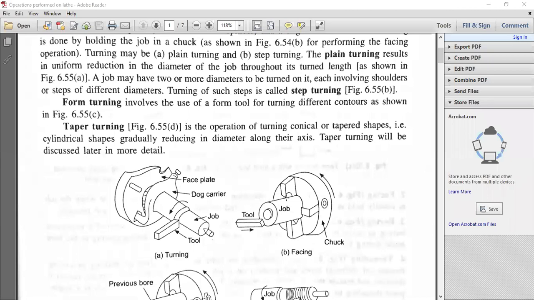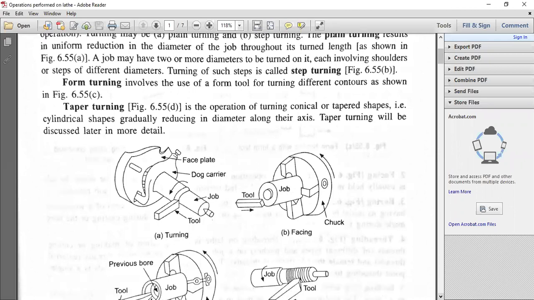So in the facing operation, the job is like that. On the face of the job, the tool is placed. You see the direction also. The tool position and direction are very important. The job will be revolving, rotating anti-clockwise. And this is the chuck. So just try to see what is the difference between turning and facing operation. That is very much required.